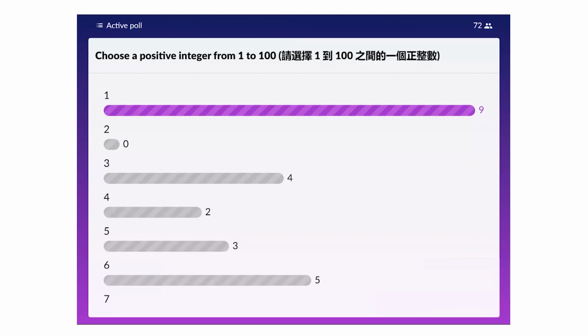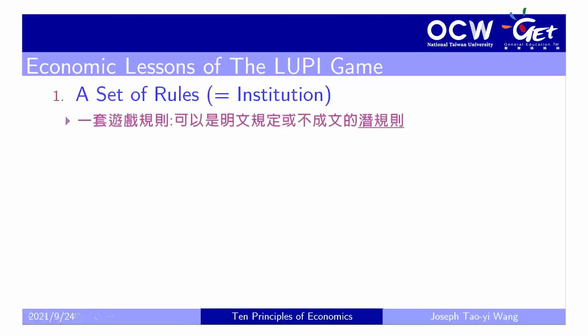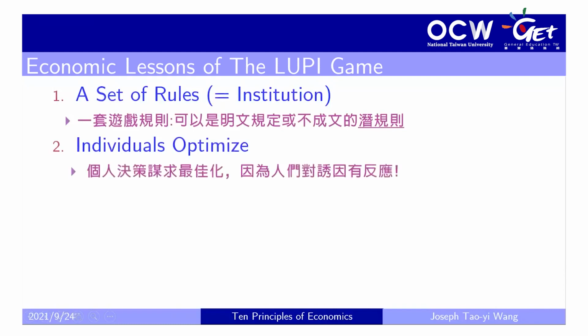That is the question. Okay, so for the LUPI game, these are the economic lessons. First, this is a set of institutions. Everybody is trying to maximize.